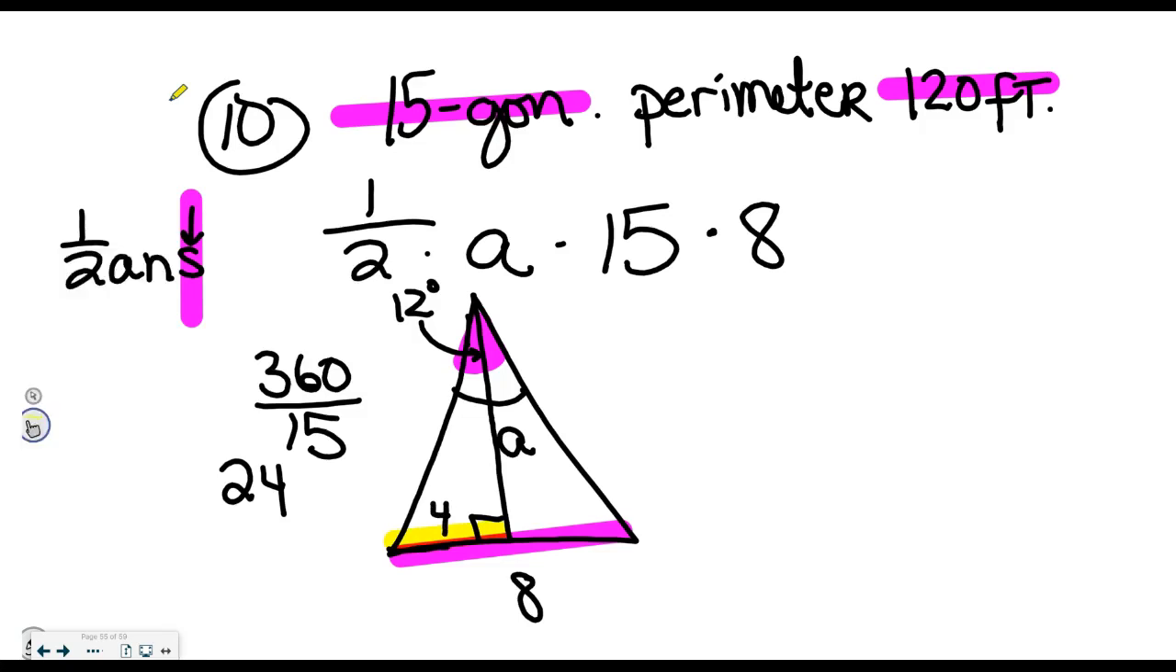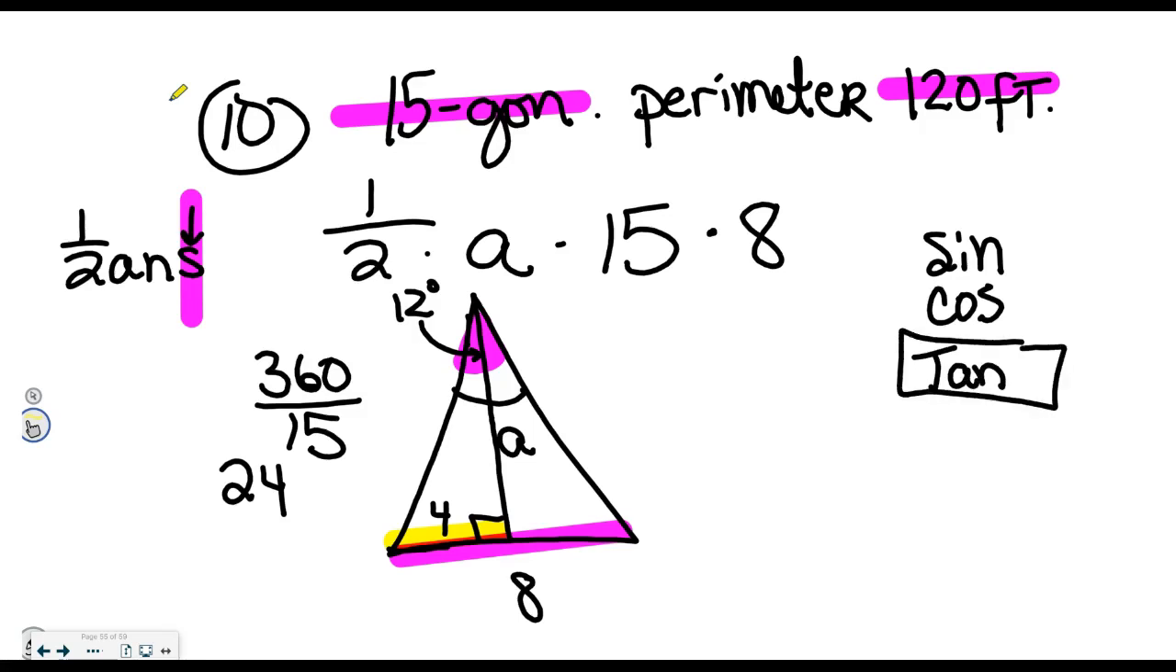Now I want you two in here to decide if to get that apothem you're going to use sine, cosine, or tangent. Yes. And you didn't hear him. Eric said tangent. Because you take the one you're given, which is opposite, and the one you're looking for, which is adjacent. And that's your TOA. All right, so let's set it up. Tangent of my angle, the 9 degrees, is equal to the opposite, which is 4, over the adjacent.